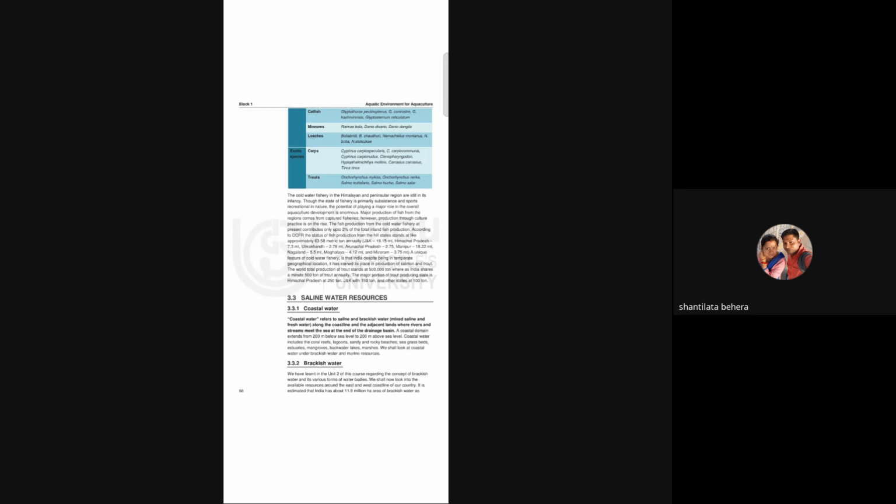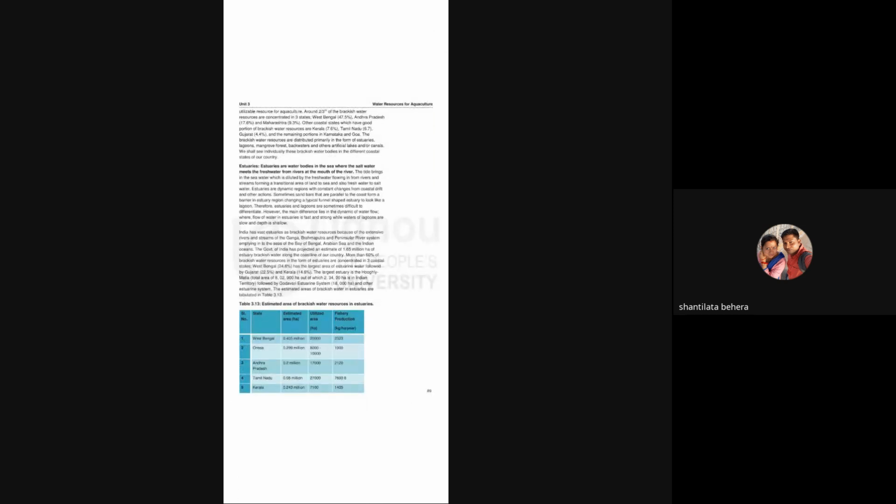So saline water, which are the coastal water, refer to the saline and brackish water. Brackish water is where fresh water and saline water are mixed, or fresh water and sea water are mixed; that is called brackish water. Okay, so different brackish water resources or estuaries. Brackish water resource generally means estuaries.